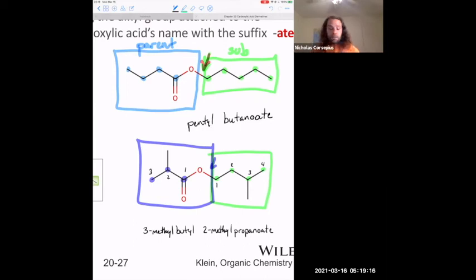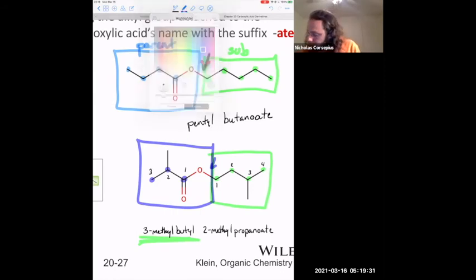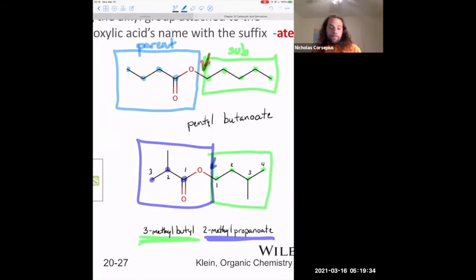Okay, so notice how I kept those alkyl groups, those methyl groups. One was kept in that substituent portion of the molecule, right? Everything in the green box is accounted for in that. And everything in the blue box is accounted for in that.